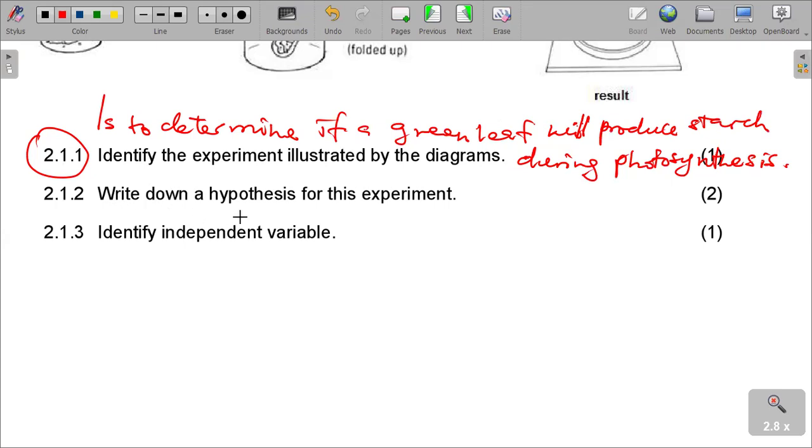Next question, write down a hypothesis for this experiment. A hypothesis is just a guess, an answer that you guess towards an investigation. So we can say a green leaf that was exposed to sunlight will contain starch, or we can also say a green leaf that was not exposed to sunlight will test positive for starch. That's a hypothesis that I can give on this one.